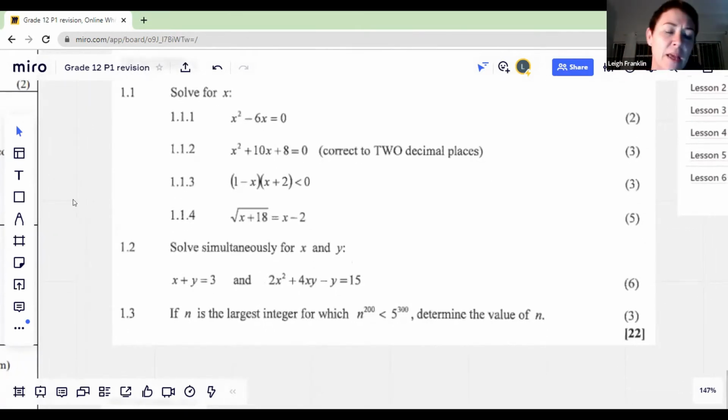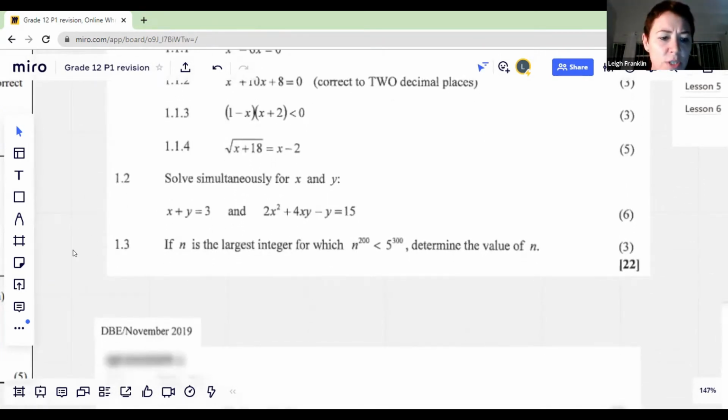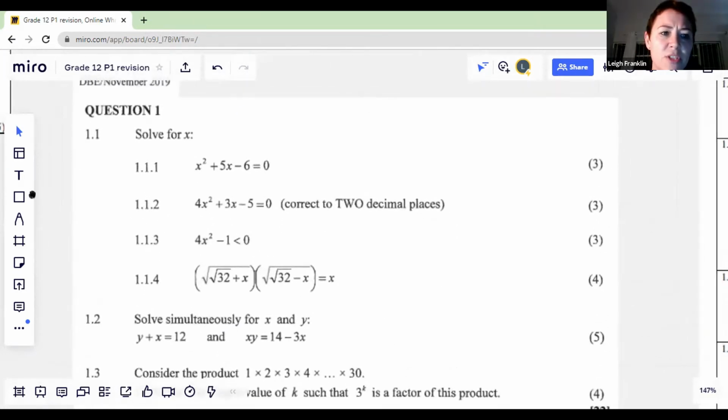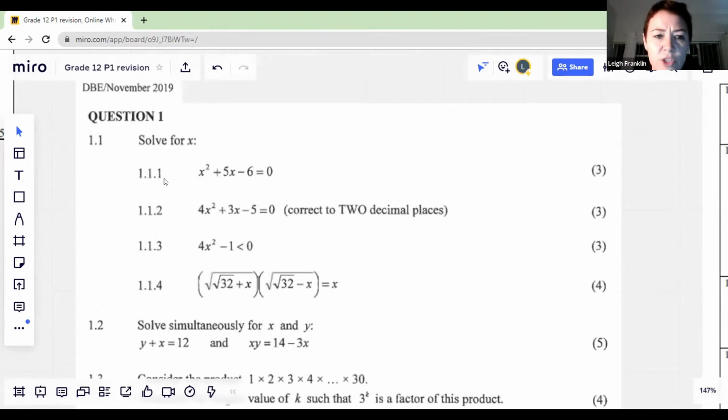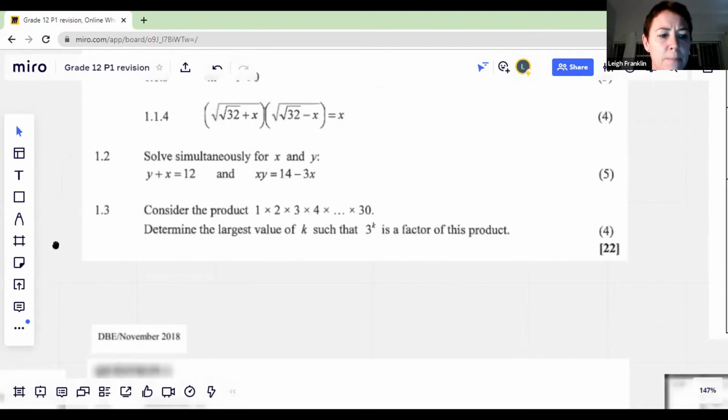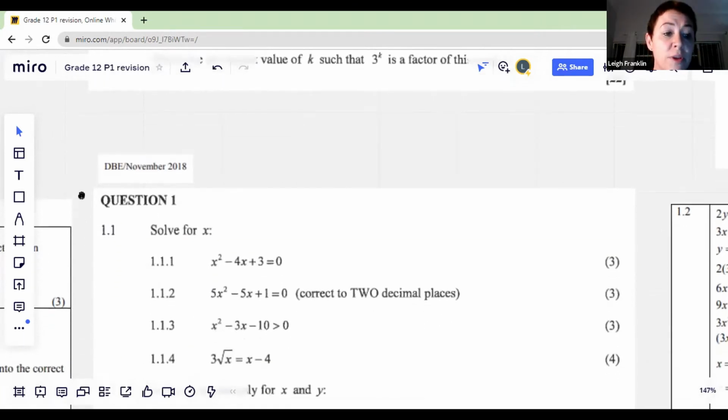All right. Question 1, 1.1.1, 111, 112, 113, 114, all very standard questions. I want you to have a look here at the 2019 paper. We're going to come back to this paper now. But can you see how it's pretty much the same thing? In 2019, first question, factorizing to solve for x. Second question, using the quadratic formula. Third question, inequality. Fourth question has roots in it. Then a question on solving simultaneously, and then a slightly more difficult, application type question on exponents.